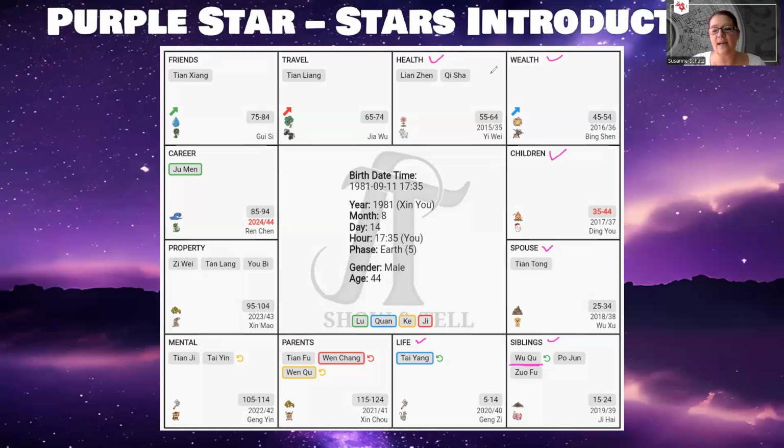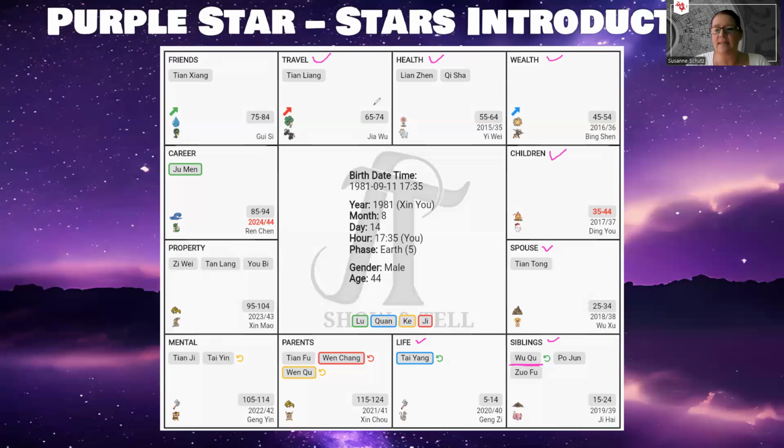Now, Wuqu star in the health palace means that the illnesses or the health afflictions that you may have to deal with in life often have to do with your respiratory system, including the nose, maybe sinusitis, things like that. But also be very careful with bone-related issues, especially in old age. So arthritis, rheumatism, these kinds of things. This is something that you need to monitor throughout life and make sure that you take preventive action.